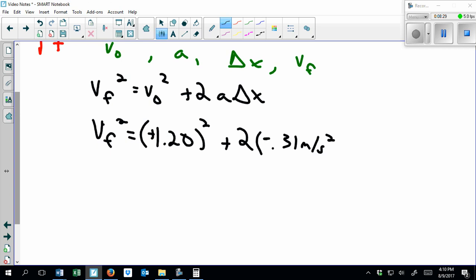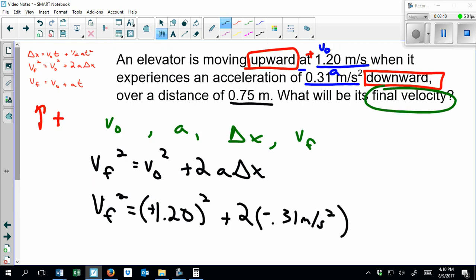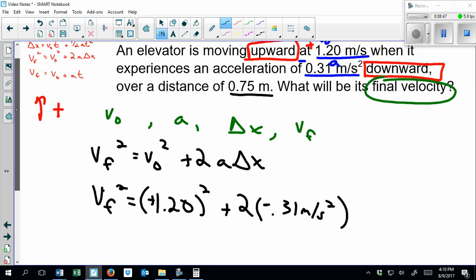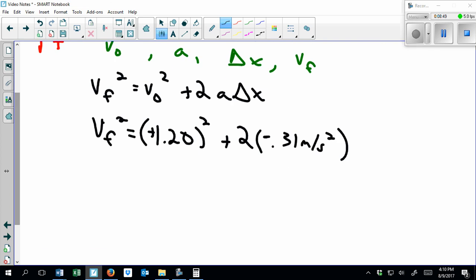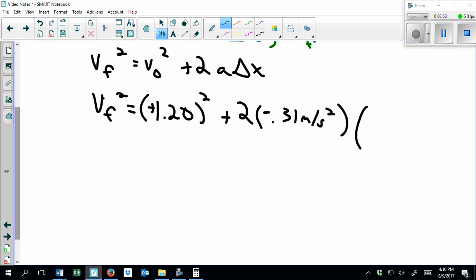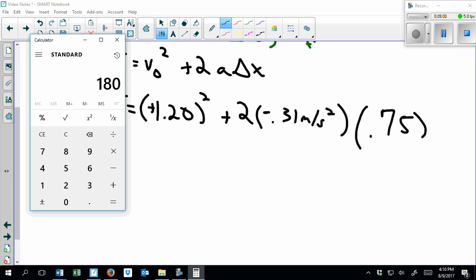If I leave that negative out, instead of my velocity decreasing as this process goes on, it will increase, and that's not what's happening. We said in the previous video that if I've got an upward velocity and a downward acceleration, I should be slowing down. If I leave that positive, that's not true. I'm actually speeding up. So I need to make sure it's negative. And last, we've got a distance of 0.75 meters. We've got everything in. We're just going to solve it.